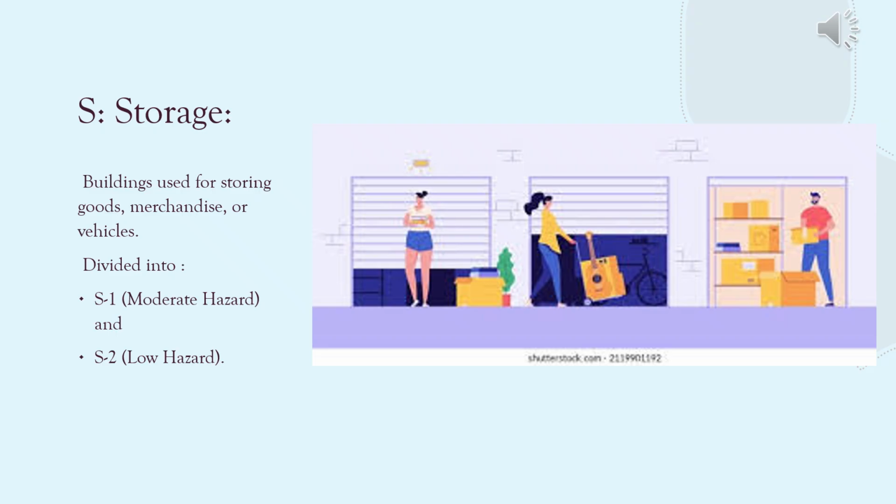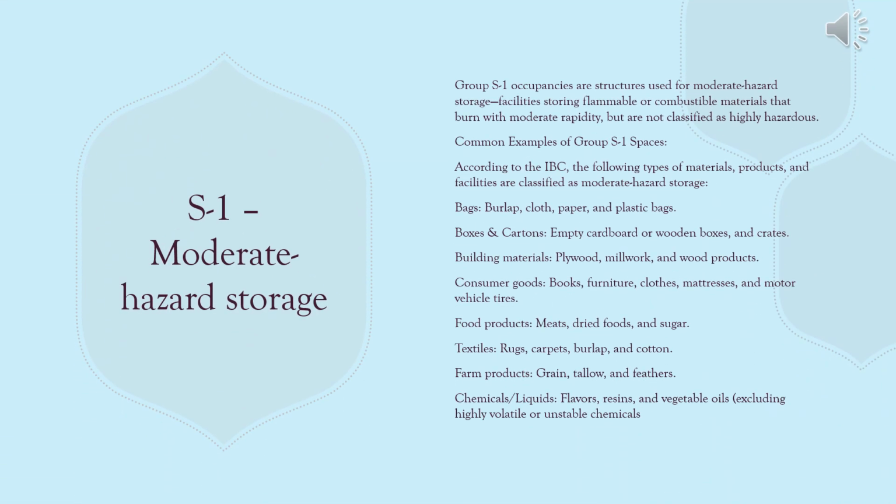So our next category is Type S, storage, buildings used for storing goods, merchandise, or vehicles. They're divided into 2 classifications, S1 for moderate and S2 for low hazards. Group S1 occupancies are structures used for moderate hazard storage facilities, storing flammable or combustible materials that burn with moderate rapidity, but are not classified as hazardous in the H categories.